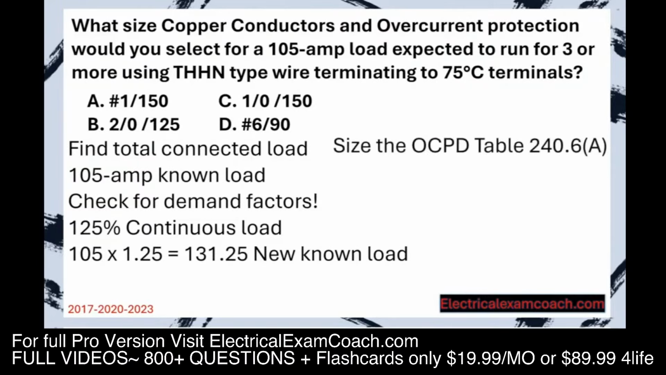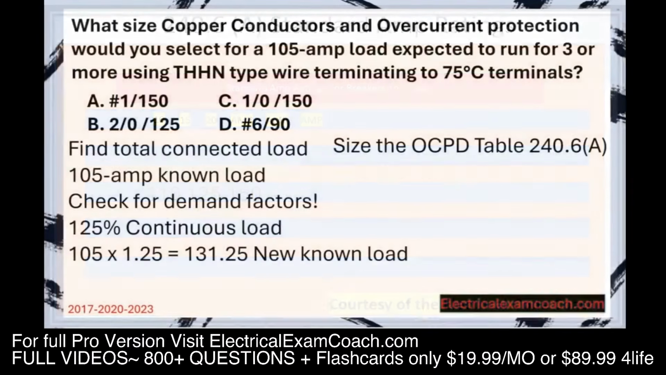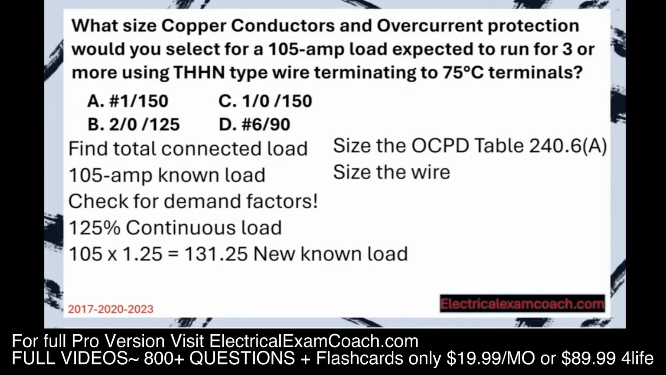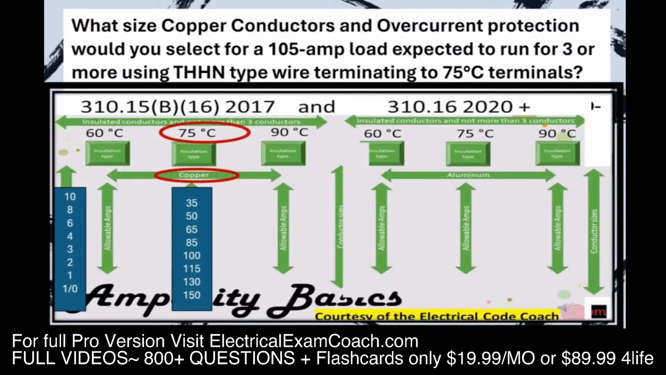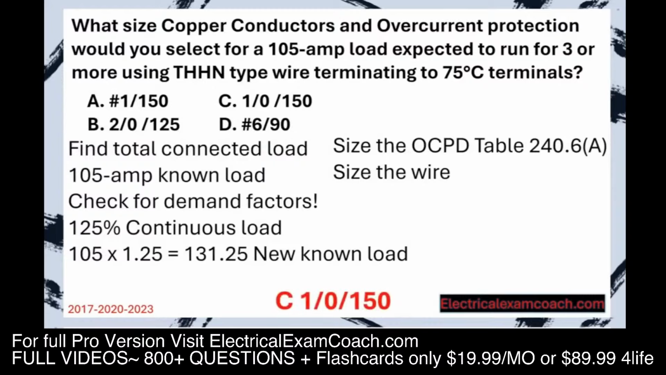And now we can size our overcurrent protective device. We head to table 240.6(A) and we choose the next standard size, which is a 150. Now we can come back and size the wire. We head to our ampacity table. We're on the copper side, 75°C column. We're going to go down and find a wire that covers the known load, and we're good to go. We're going to select a 1/0 on 150.